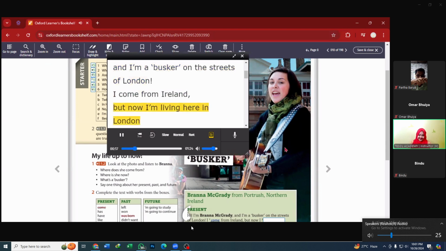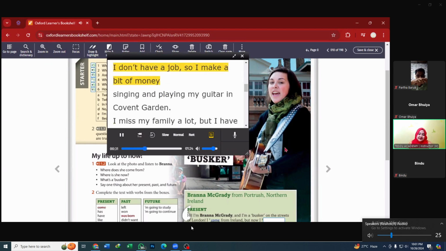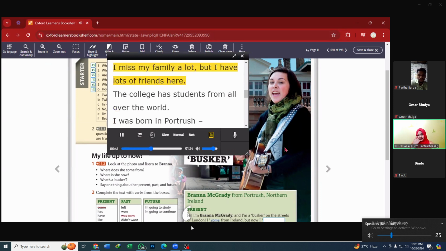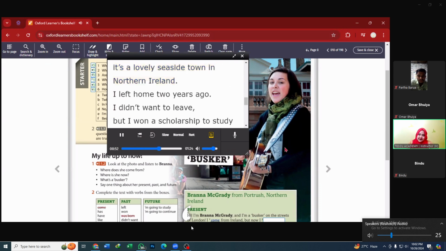Ireland. But now I'm living here in London because I'm studying at the Royal College of Music. I like living in London, but it's very expensive. I don't have a job, so I make a bit of money singing and playing my guitar in Covent Garden. I miss my family a lot, but I have lots of friends here. The college has students from all over the world. I was born in Portrush. It's a lovely seaside town in Northern Ireland.